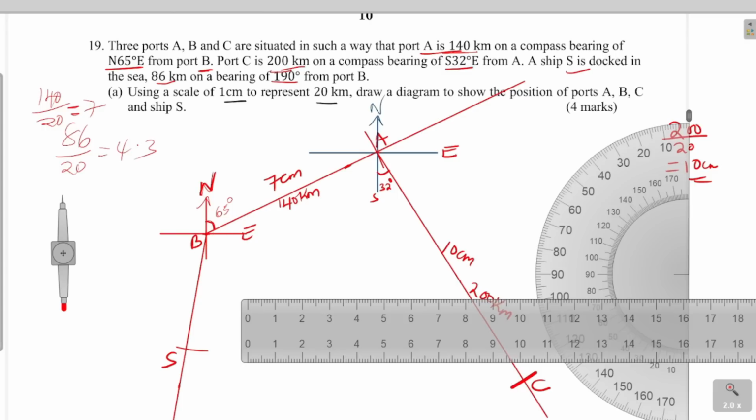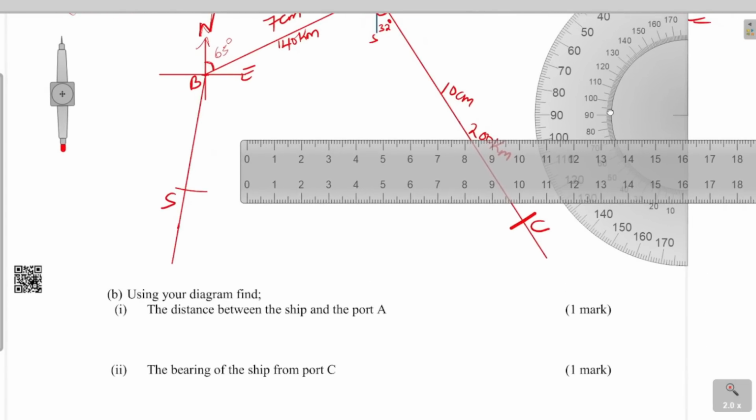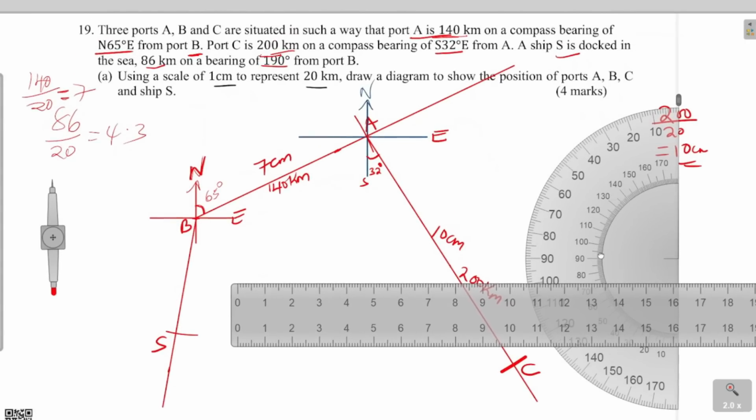Now I think we have illustrated all the positions. The position of S is there, B is there, A is there, and C is there. The next thing you need to do is go to the questions. Find the distance between the ship and the port A. You can join that using a straight line. So that is the distance.